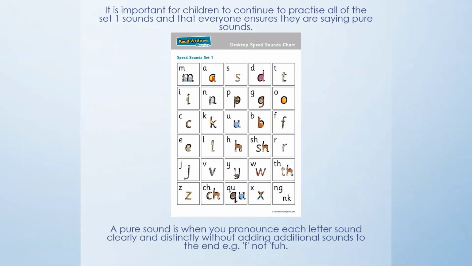So it's really important for children to continue to practise all of these set one sounds. And most importantly, they need to be saying them as pure sounds. A pure sound is when you pronounce each letter sound clearly. You're not adding additional sounds to the ending. For example, you're saying "f", not "fuh". It's really important that you pick this up as soon as you are teaching phonics with your child and learning these sounds at home. When your child comes to spelling words, if they are adding additional sounds onto the letters, they will write and spell the word incorrectly.